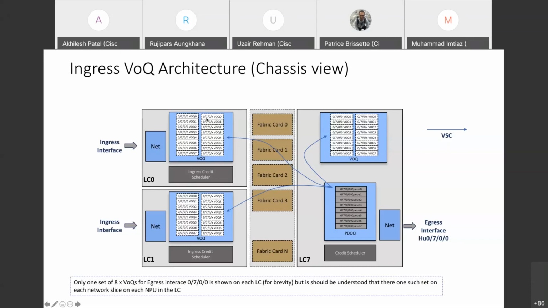Means that VOQ0 for 0700 will be 1000 here, 1000 here ID, and 1000 here. Now, how will it be differentiated from which incoming slice the traffic is coming in? That's where the VSC comes into the picture. We'll run through some show commands and see how that differentiates, but keep in mind, don't be surprised when you run the show command for an egress interface for multiple line cards or multiple NPUs and you still see the same QID, VOQ ID. That is the expected behavior.